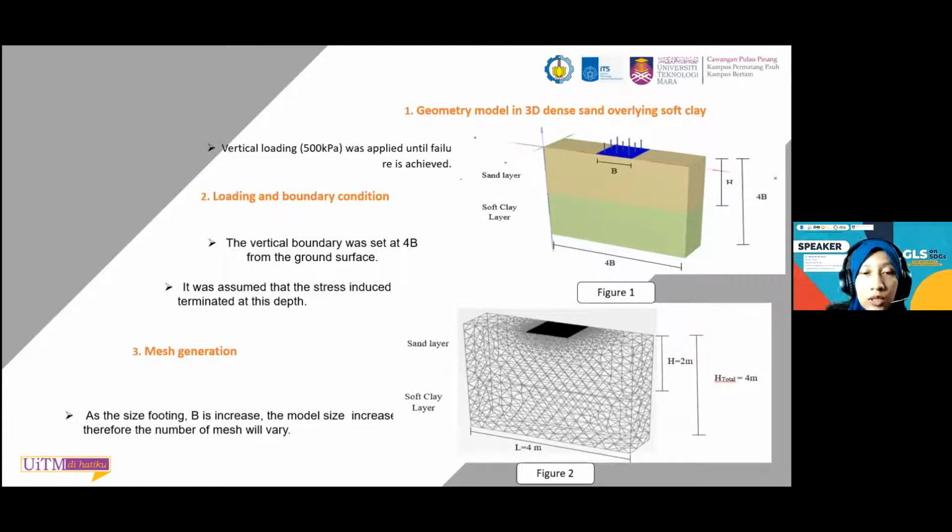So what we need to do during this stage is apply the vertical boundary, which is set at 4B from the ground surface, and it is assumed that the stress induced terminates at this depth. Besides that, we have to assign mesh generation. The mesh generation also plays an important role in obtaining the final result. For example, here you can see different sizes of mesh close to the foundation and to the soil masses. You can see a very fine mesh assigned near the foundation, and a medium mesh assigned to all the soil mass elements. So as the footing size is increased, the model size increases. So this is what we expect in the modeling.